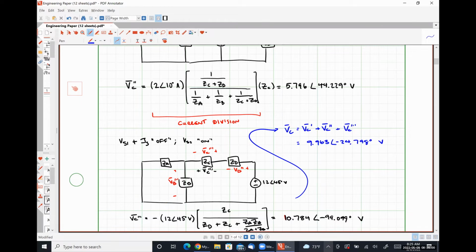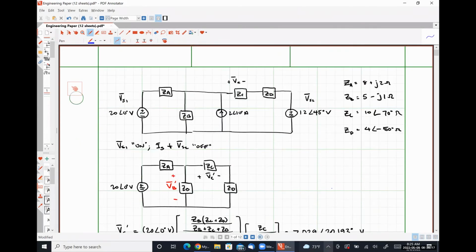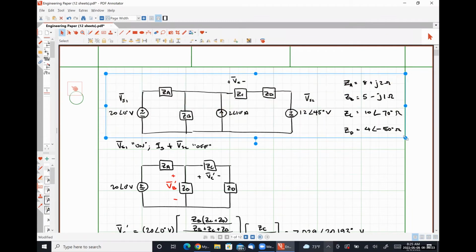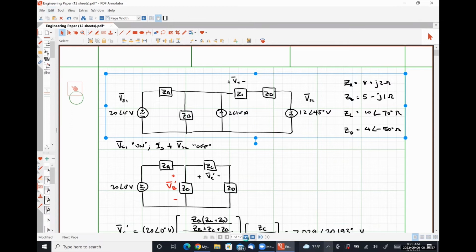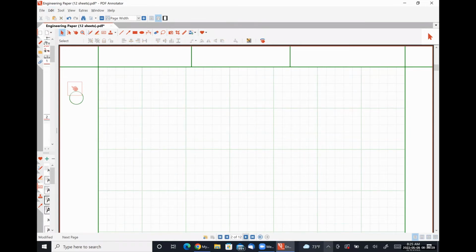So what we are going to do now is work this problem again using the concept of Thevenin and Norton equivalent circuits to verify that we get the same result. So I'm just going to scroll up here real quick and effectively just make a copy of this bit here. And then I'm going to go to my next page.